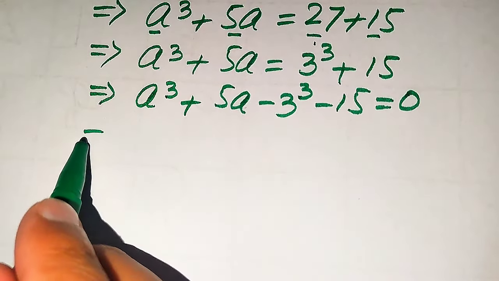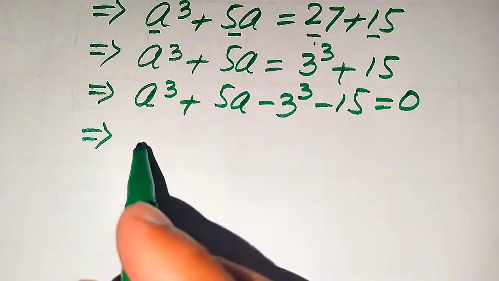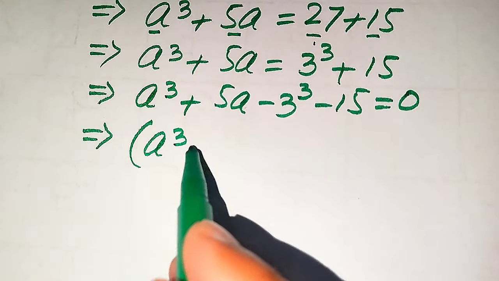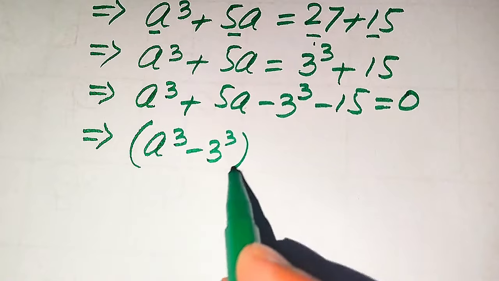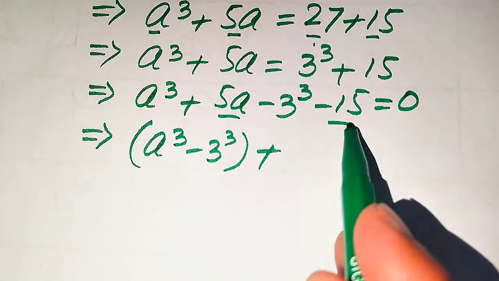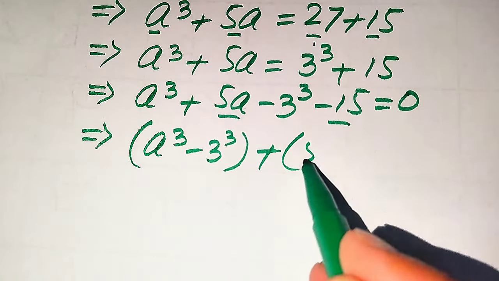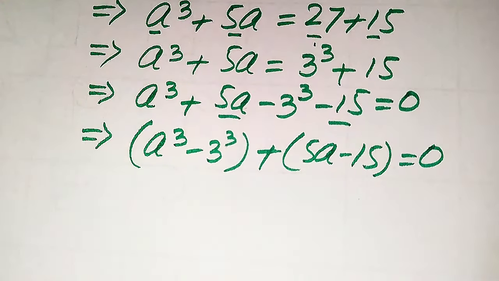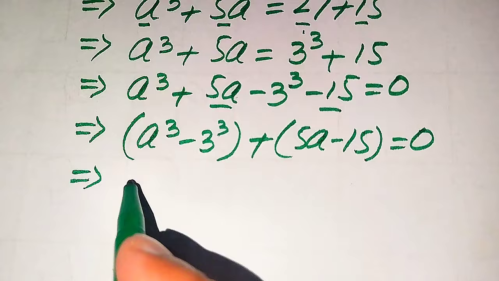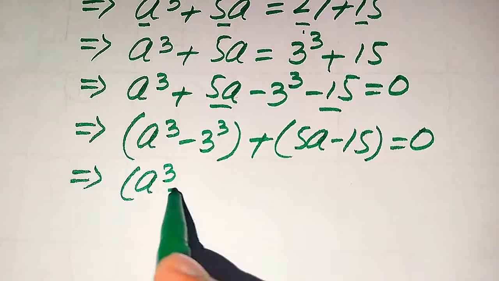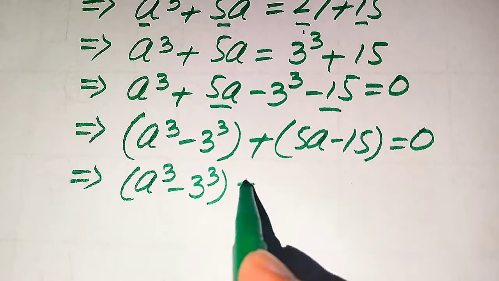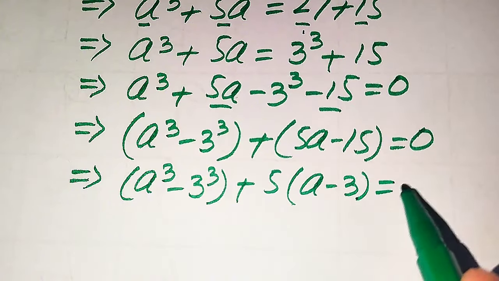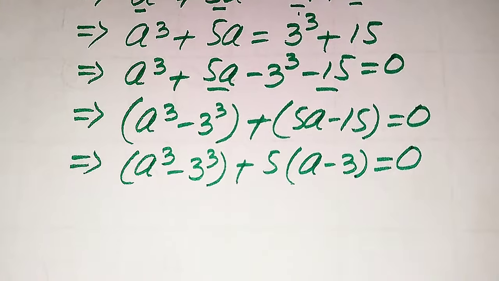And now in the next step we make a pair of cubic term with cubic term, so we have a cubed and minus 3 cubed, and we have these two terms that are multiples of 5, and we write it as 5a minus 15 equals 0. So we rewrite this equation as a cubed minus 3 cubed plus, here we take common 5, and we get the remaining value a minus 3, equals 0.